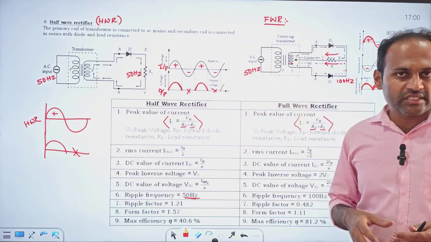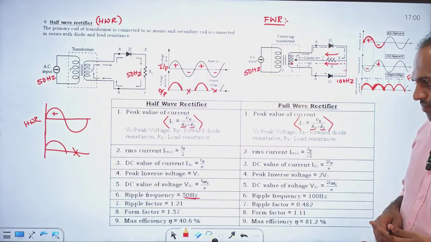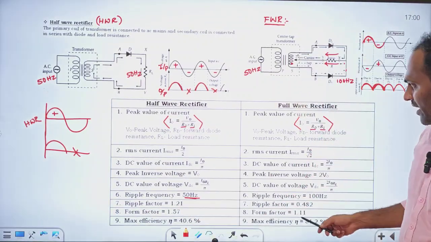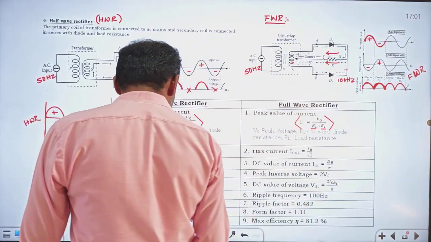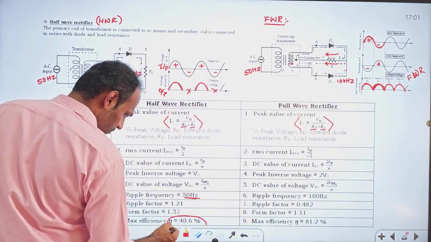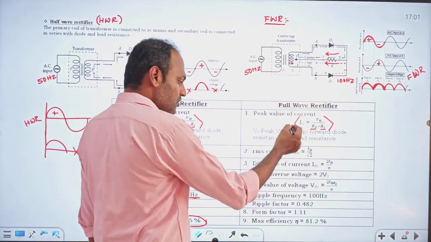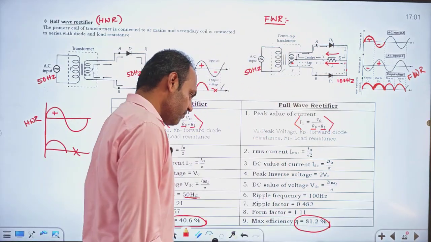If ripple factor is more, it is less pure DC, right? Okay, form factor of half wave rectifier is 1.57. Form factor of full wave rectifier is 1.11. Efficiency of half wave rectifier is 40.6%. Efficiency of full wave rectifier is double of that, 81.2%.